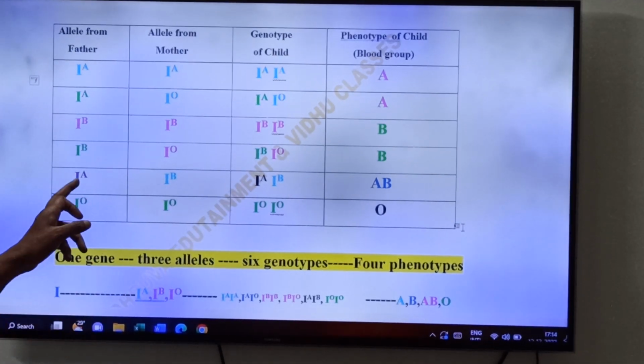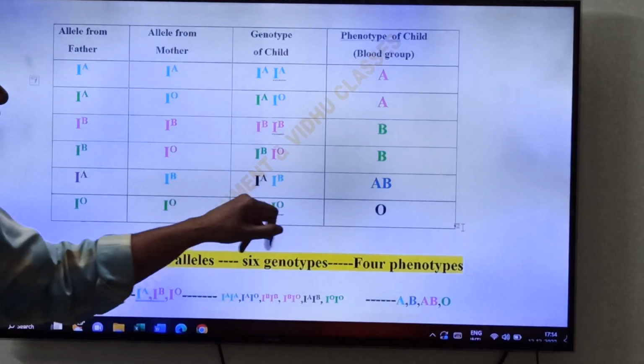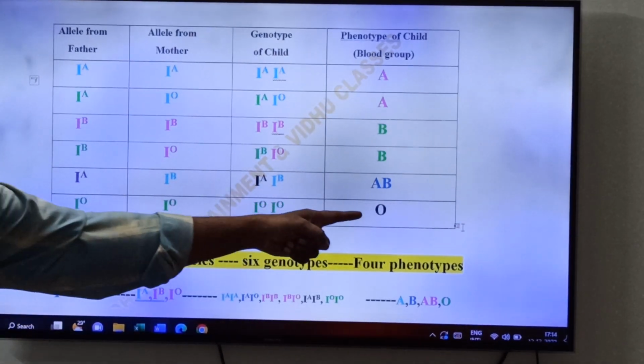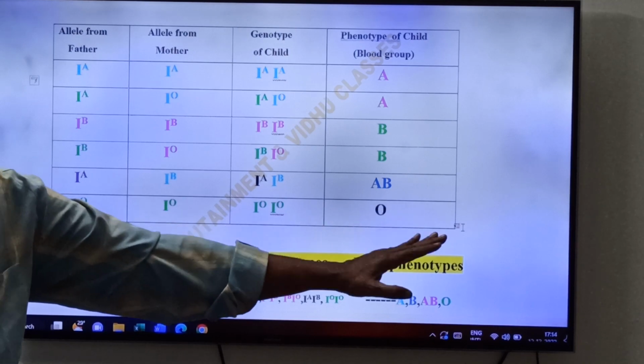Now come to IAIB. So this is codominance. They have AB blood group. IOIO, this is purely recessive. They have O blood group.